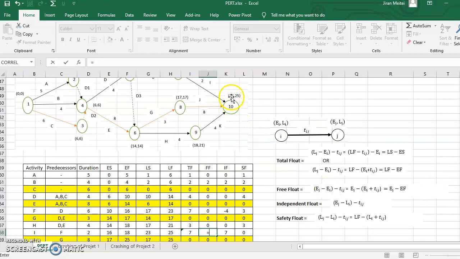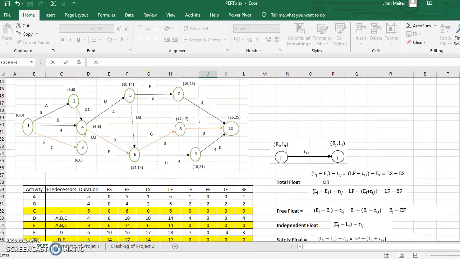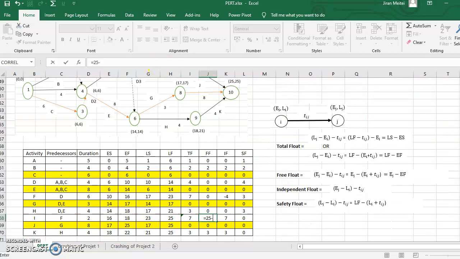What is EJ over here? EJ is 25, minus EI, which is 16, and then minus the time taken. The time taken I've given here. So this is again 7. The same will be done for all the remaining activities of the network, and the computations will remain the same. You have to look at this formula and do the computations.